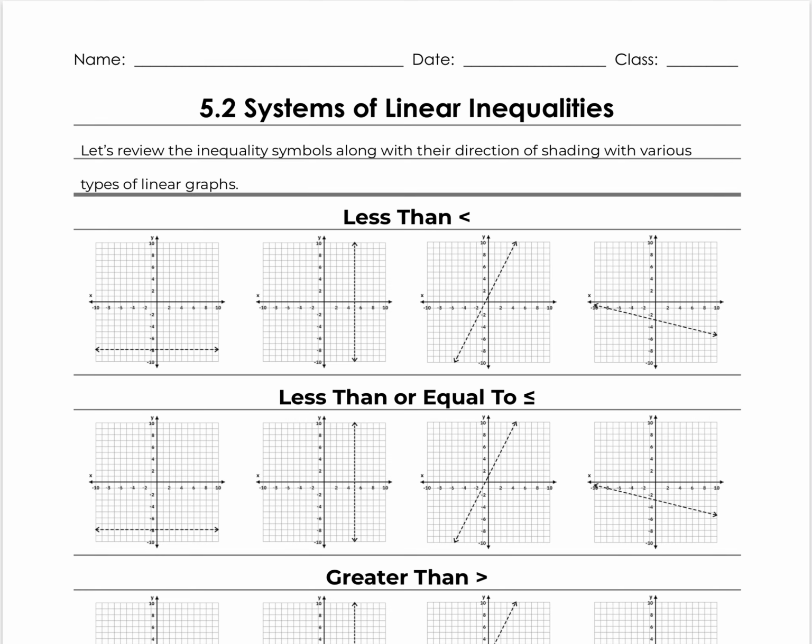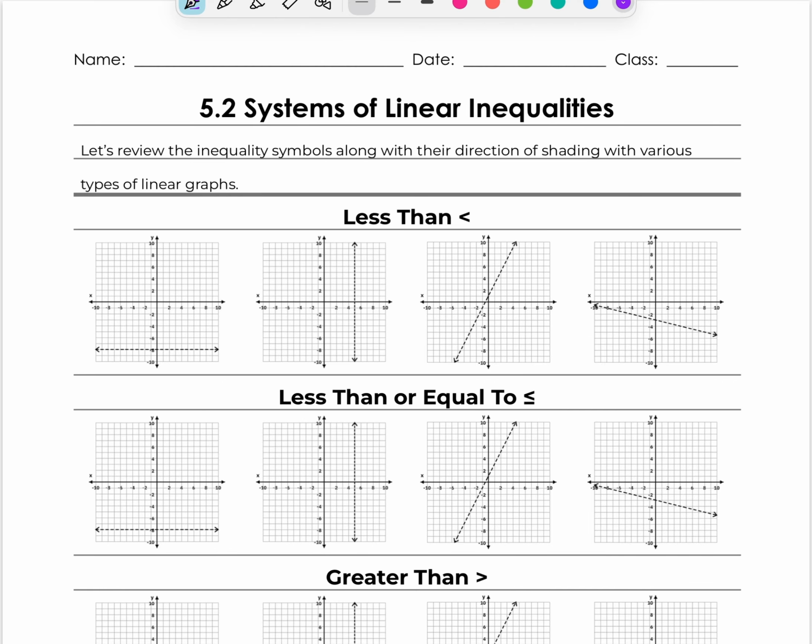One of them is what type of line you should have, solid or dashed, and the other is which way you should shade, above or below. Above and below can look different for certain lines depending on how they're graphed. So we're just going to review how to determine which way to shade before we start adding multiple lines onto a graph and combining mixed shading.